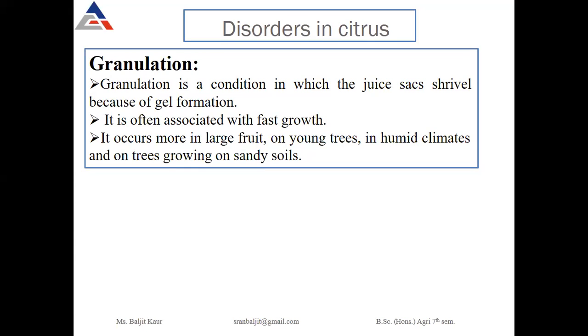So granulation is a condition in which the juice sacs of the fruit shrivel and there will be gel formation instead of juice. It is often associated with fast growth. It occurs more in large fruits, on young trees, in humid climates, and on trees growing on sandy soils.